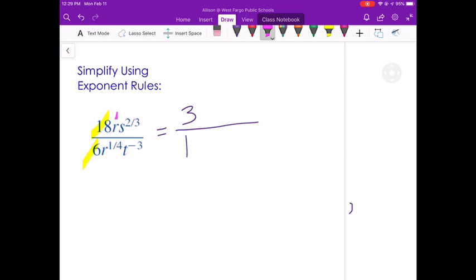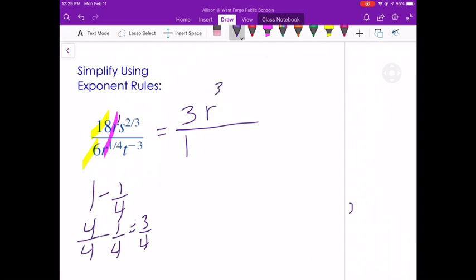Then the r's. We got r to the 1/4 over r to the 1st over r to the 1/4. So we're dividing, so you're going to subtract the exponents. So you need to do 1 minus 1/4. Remember that 1 is the same thing as 4/4. 4/4 make a whole. So 4/4 minus 1/4 is going to be 3/4. And since 1 is bigger than a 4th, the r's will end on top. It'll be r to the 3/4 on top.